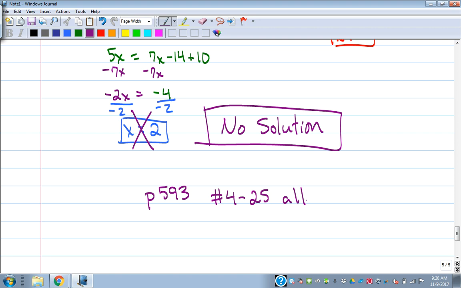All right, so assignment for this lesson, page 593, 4 through 25. There are several there at the beginning that are either a proportion, or may already have a one-step common denominator deal. So a lot of the ones at the beginning there are pretty easy. You get down into the 18, 19, 20 through 25, you're probably going to have to do some factoring and finding a common denominator.